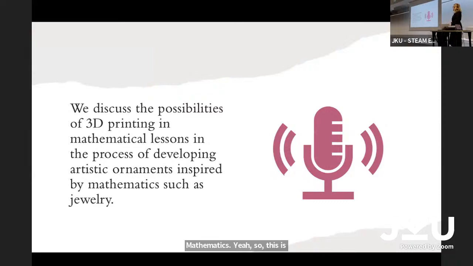This is one of the possibilities of how 3D printing can be applied in a mathematical lesson in order to develop jewelry which has art and ornaments that are inspired by mathematics. So students research and learn about mathematical concepts from different aspects, from the aspect of art.